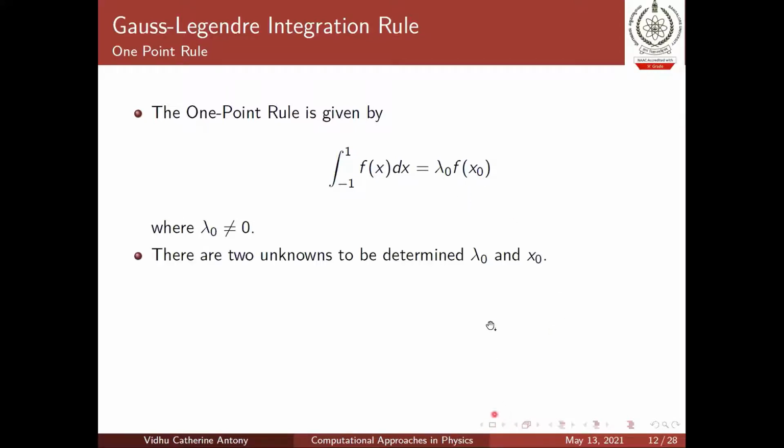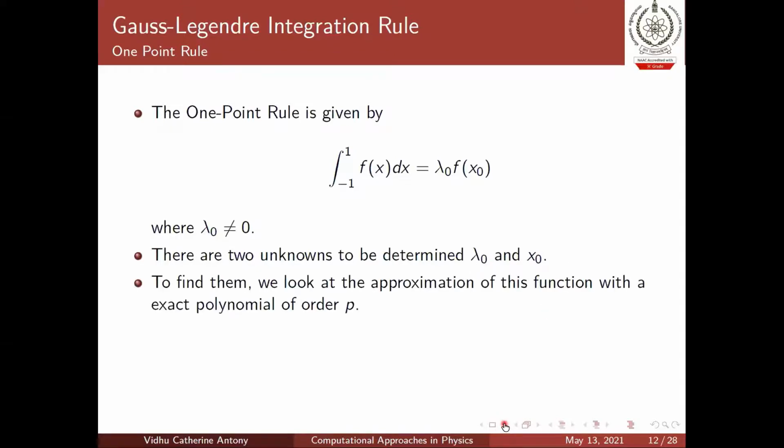So there are certain conditions to this 1-point rule. You cannot have your lambda 0 equal to 0. Now there are two unknowns that you need to find, which are lambda naught and x naught. So we will look at the polynomial. When you have to find them, you need to look at the approximation of this function with the exact polynomial of order p. So let's look at a polynomial of order 0, which is a constant.